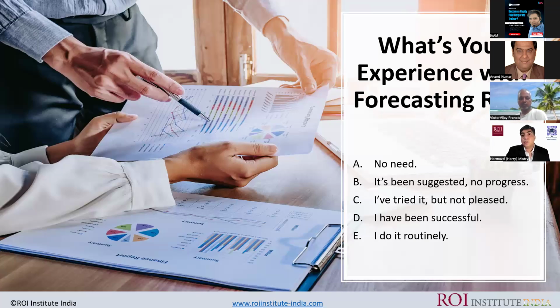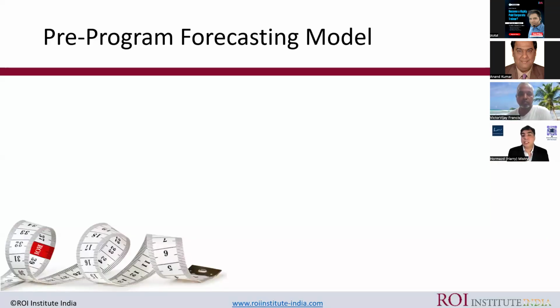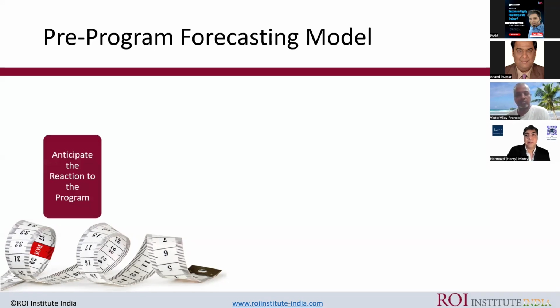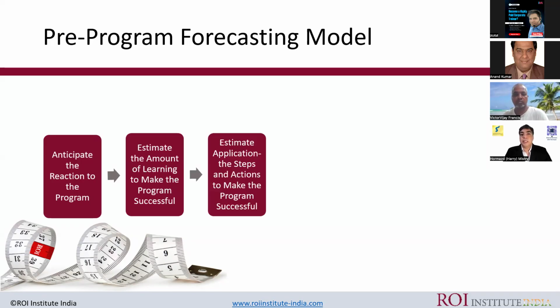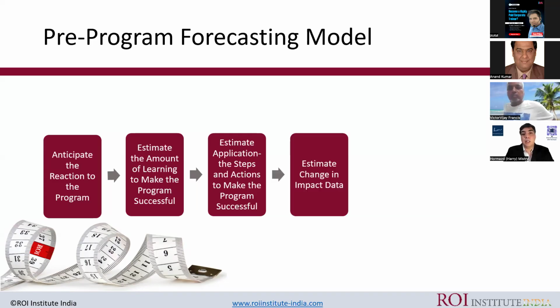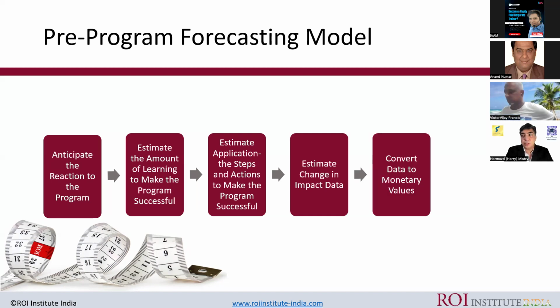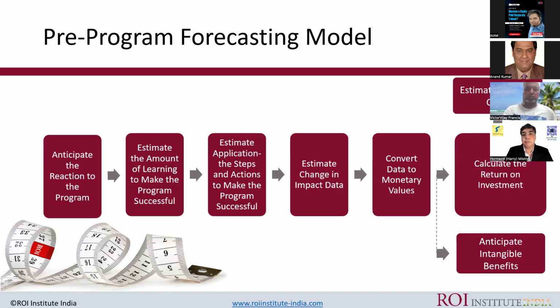Which is great. Okay. So we have a pre-programmed forecasting model as well. The model starts by identifying what the reaction to the program is going to be. We anticipate the reaction to the program. We estimate the amount of learning that would be needed to make a program successful. We then estimate the steps and the actions the participants need to take to make the program successful and how much success they will have with applying those. We then estimate the change it will have on the business measures, and we convert that into data, then convert that data into monetary values. As we do that, we estimate the cost of the program, we calculate the return on investment, and we also anticipate intangible benefits. Right? That's the model that we follow.